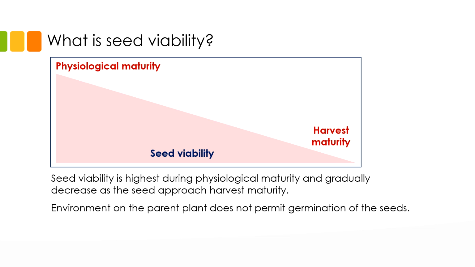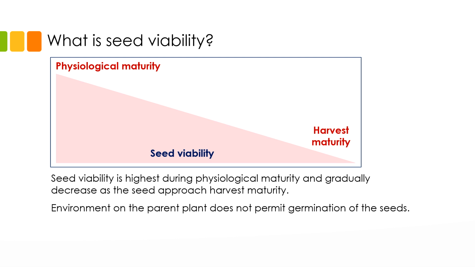Seed viability is highest at physiological maturity, the stage when the seed has fully developed on the parent plant. From this point onward, viability gradually declines as the seed approaches harvest maturity. Recall that physiological maturity marks the end of dry weight accumulation in the seed and is characterized by the detachment of the funiculus from the ovary wall. At this stage, seeds typically contain 20 to 50% moisture content, depending on the species.